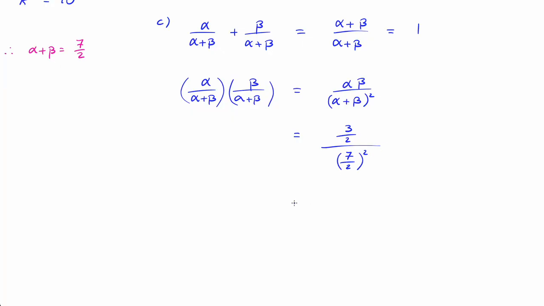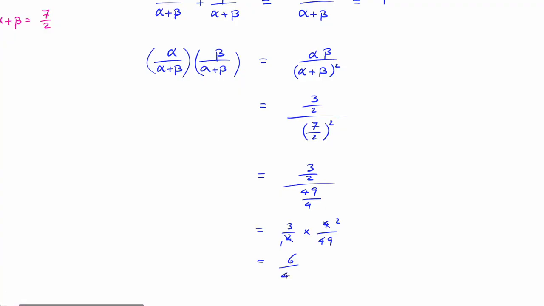Okay, that is equal to 3 over 2 over 49 over 4. Keep, change, flip. 3 over 2 times 4 over 49. And that equals, this goes once, this goes twice. This equals 6 over 49.